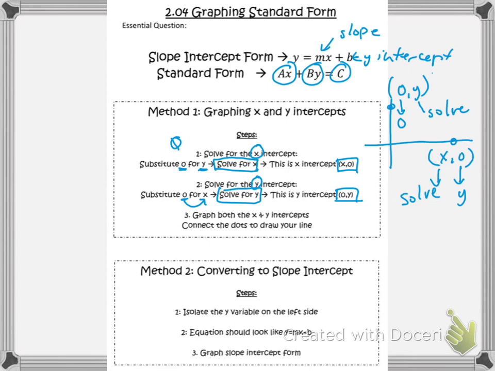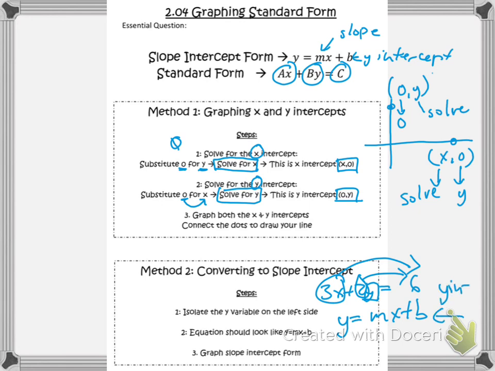The other method is converting to slope-intercept. The first step is to isolate the y variable on the left side. So for example, we have 3x plus 2y equals 6. We're going to solve for y. That means move this over using inverse operations. And therefore your equation at the end of the day should look like y equals mx plus b. And then from here, you should be able to graph it using your y-intercept, and this will be your slope.